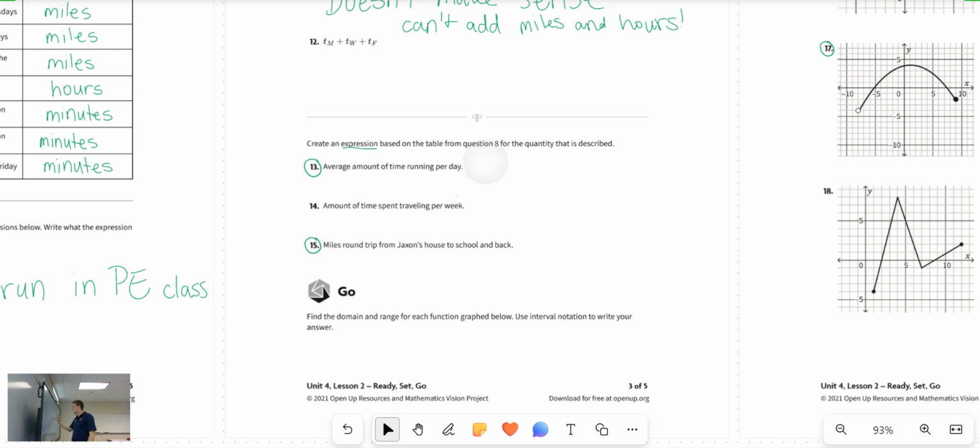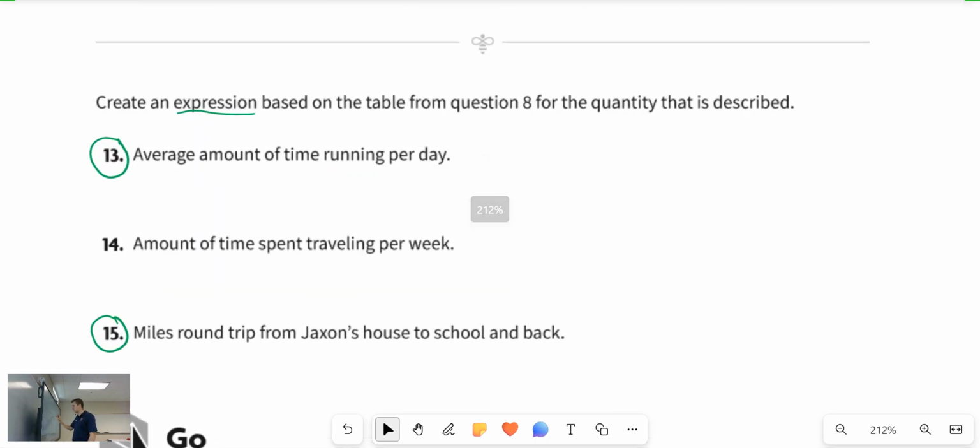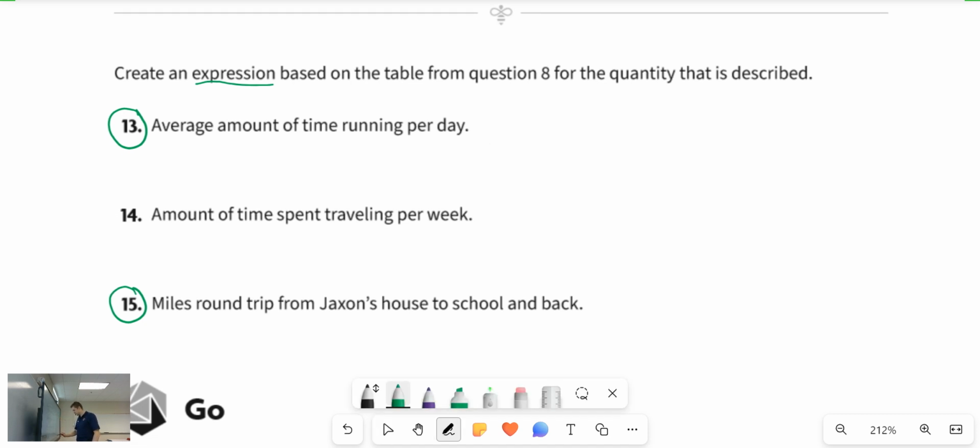So the average amount of time running per day, we're going to zoom in a little bit, should be T sub, oh, we shouldn't start with W. Monday's first. T sub M, which is the time spent on Monday, plus T sub W, the time spent on Wednesday, plus T sub F, the time spent on Friday.